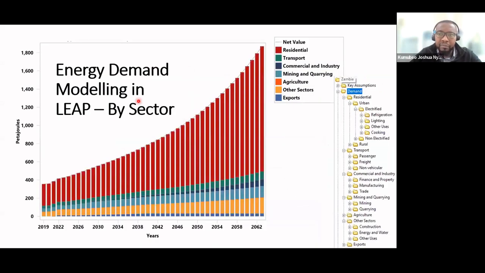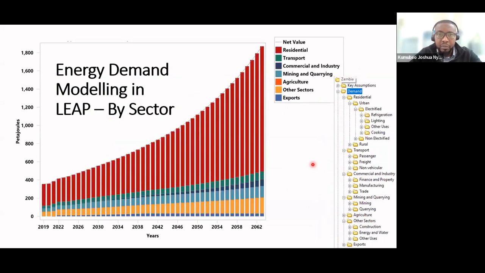Okay, this just shows a flavor of the energy demand modeling by sector. These are some of the sectors that were looked at: residential, transport, commercial, industry, mining and quarrying, agriculture, other sectors, then exports.